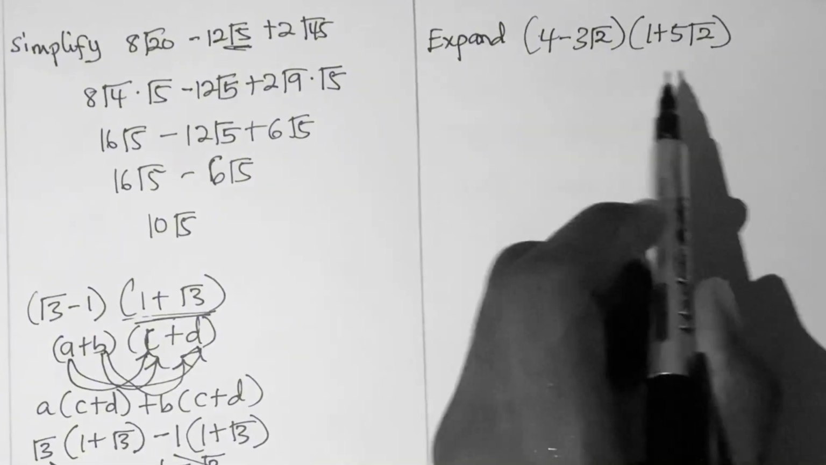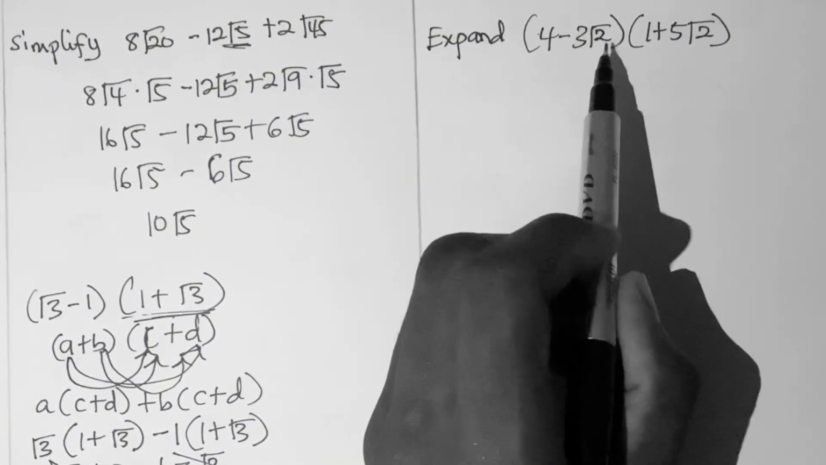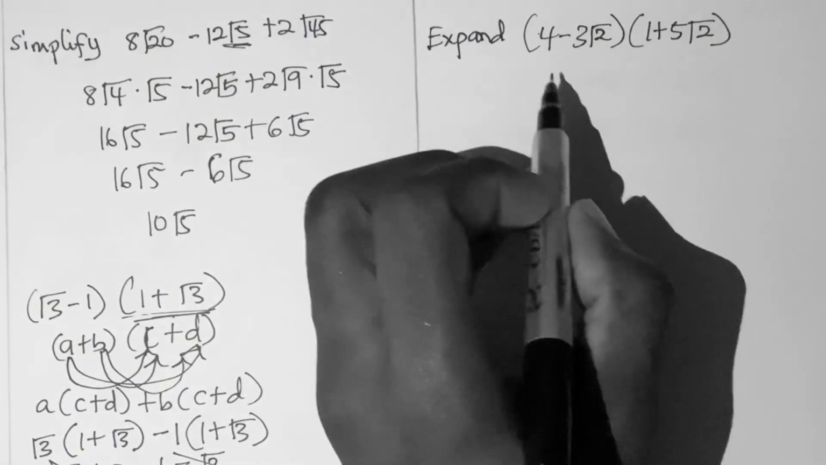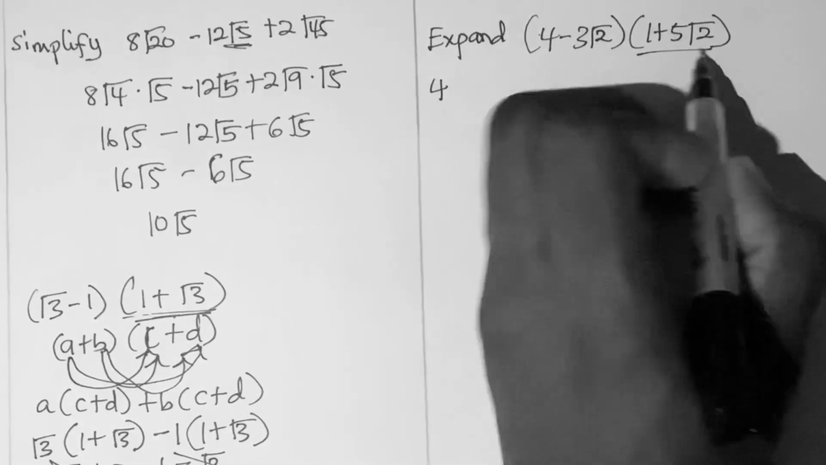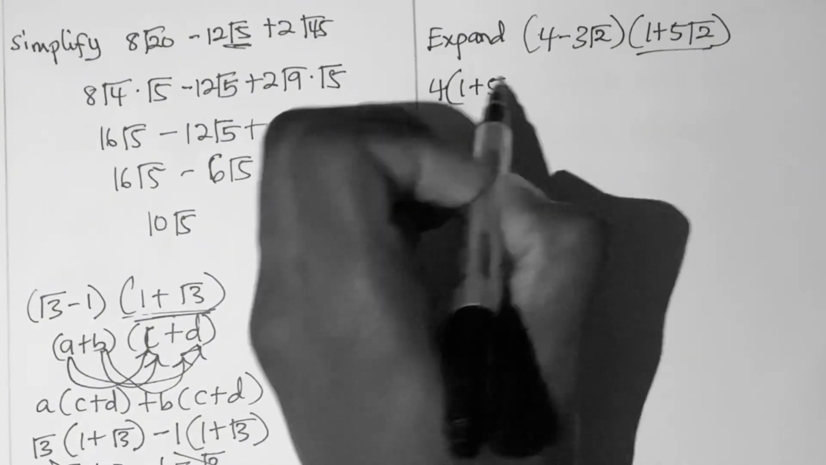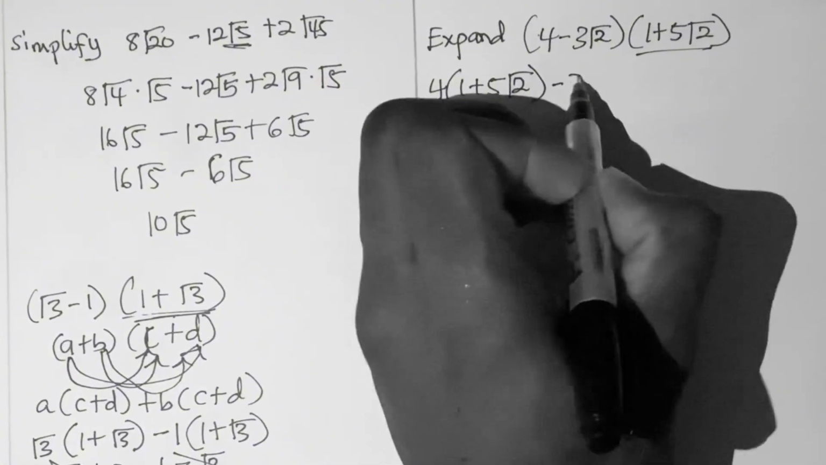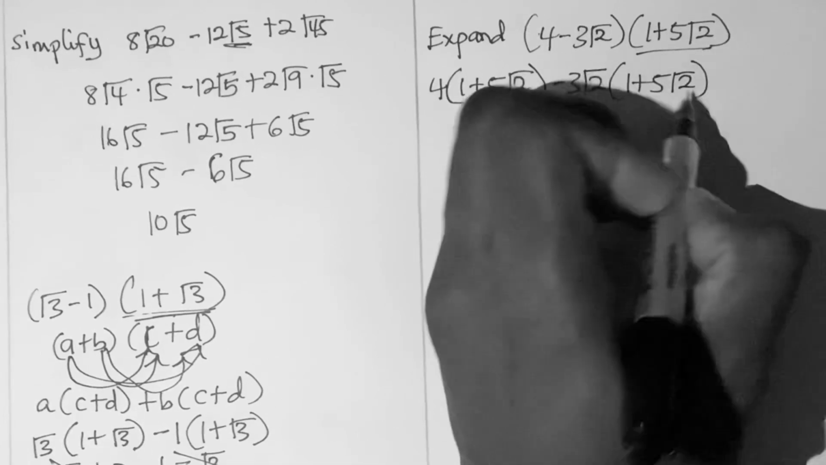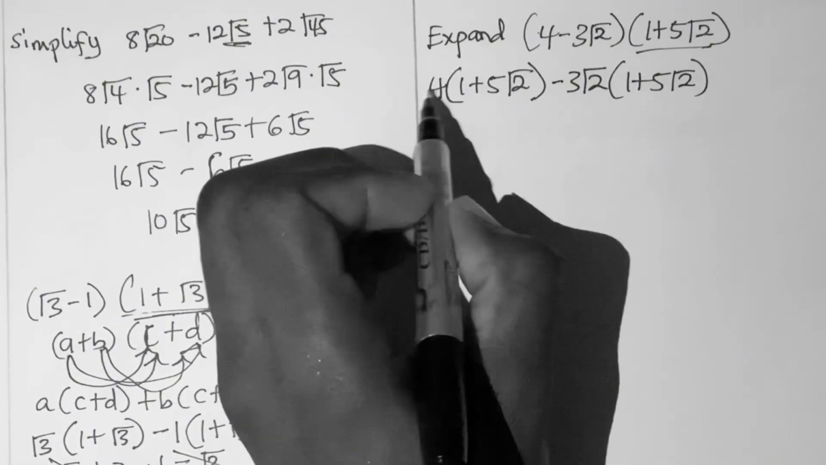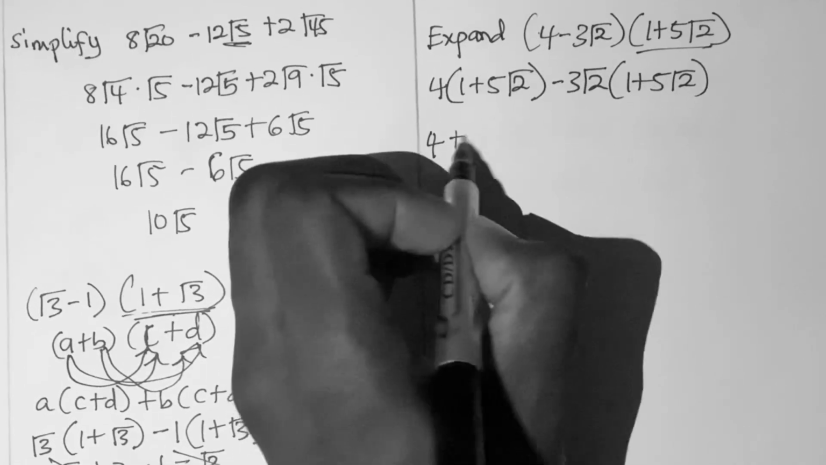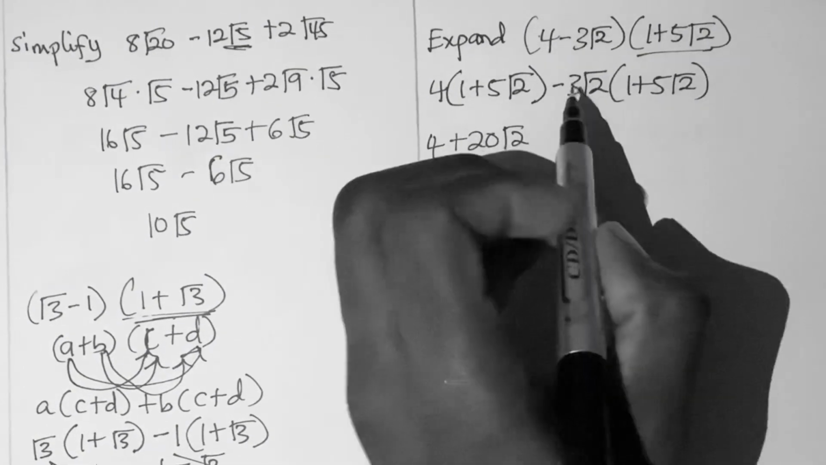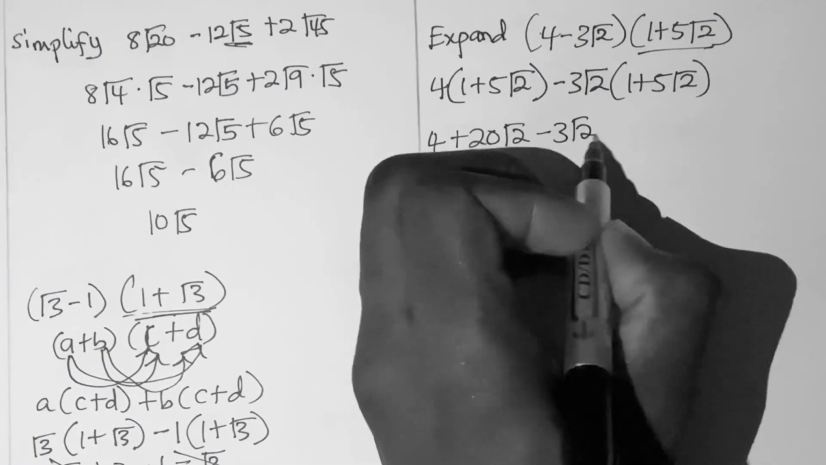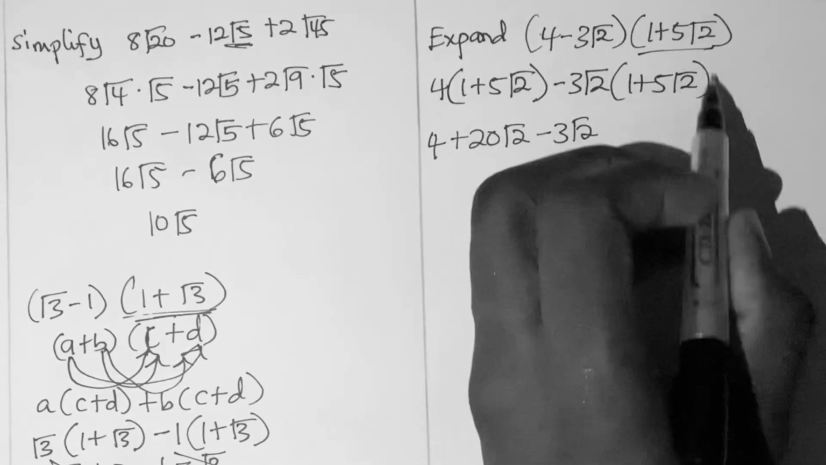So we are supposed to expand the bracket 4 minus 3 root 2 times another bracket 1 plus 5 root 2. So now what we'll do is take 4 and distribute it here. So 4 times 1 plus 5 root 2, then minus 3 root 2. Distribute it again, 1 plus 5 root 2. So 4 times 1 is 4. Then 4 times 5 is 20. So this becomes plus 20 root 2. Then now minus 3 root 2 times 1 is minus 3 root 2. Then now minus 3 root 2 times 5 root 2.